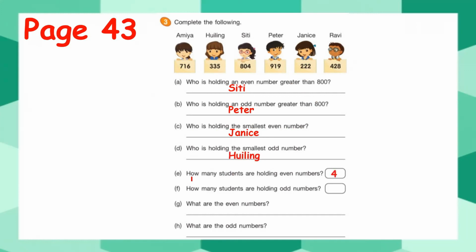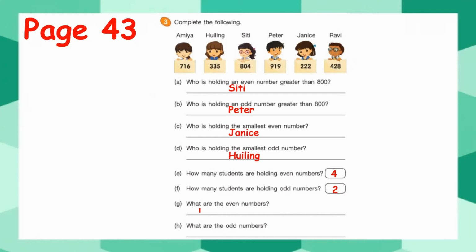Letter E. How many students are holding even numbers? Let's count. 1, 2, 3, and 4. So there are 4 people. Letter F. How many students are holding odd numbers? How many? Let's count. 1, 2. Okay, so there are only 2 people who are holding odd numbers.